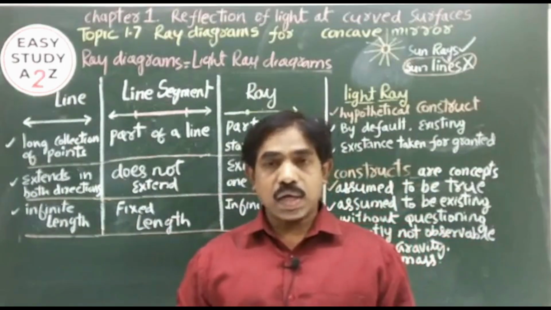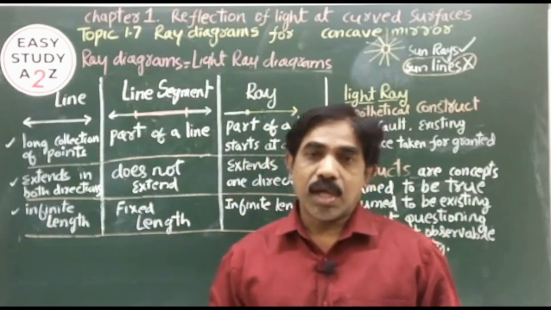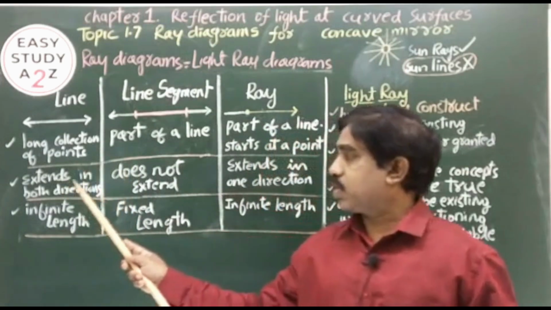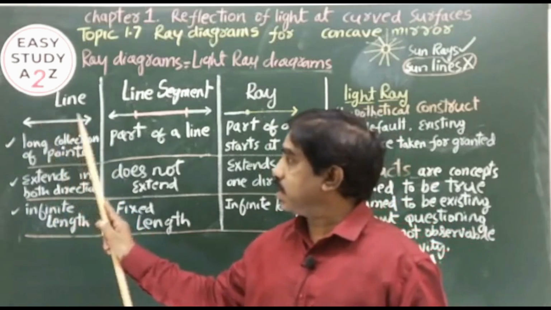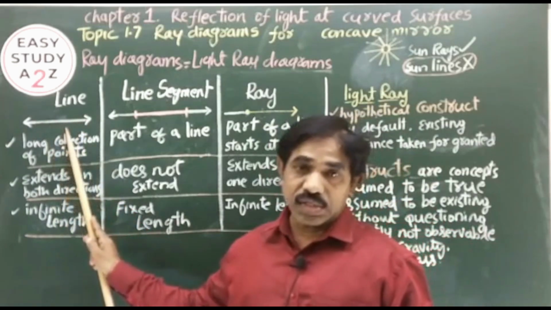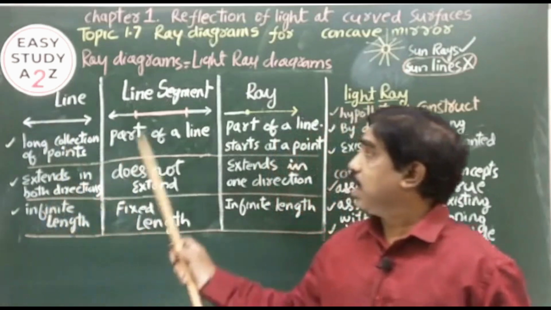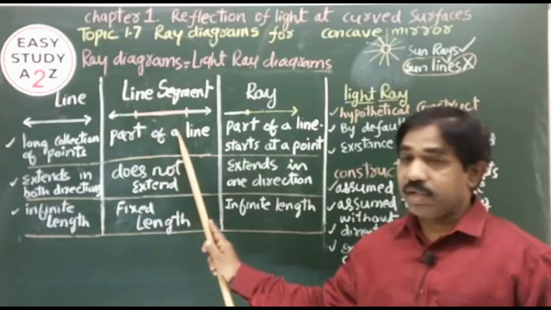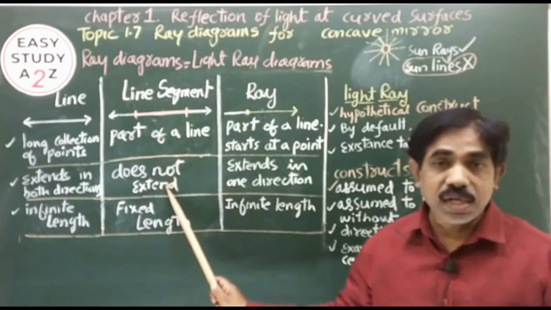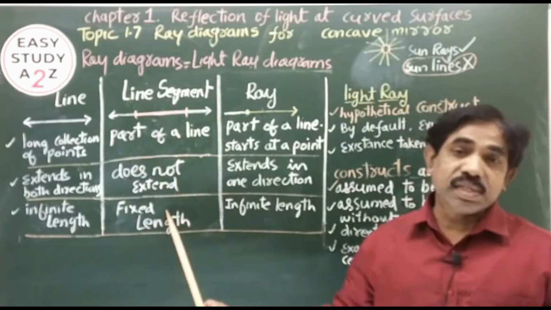A line is a long collection of points. A line extends in both directions and has infinite length. See here, it is extending in both directions and it has infinite length. Now, a line segment is a part of a line. It does not extend and it has a fixed length.